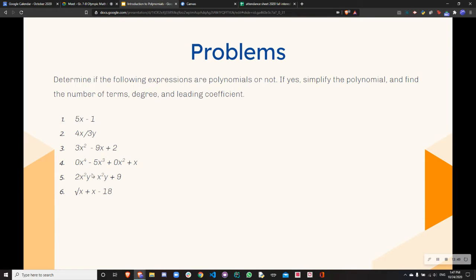Just 2, perfect. We have -5x cubed, and we just have x as well, so that's 2 terms. Remember, we're ignoring the zeros. Those do not count as terms. Once we simplify the polynomial, these guys will be gone.